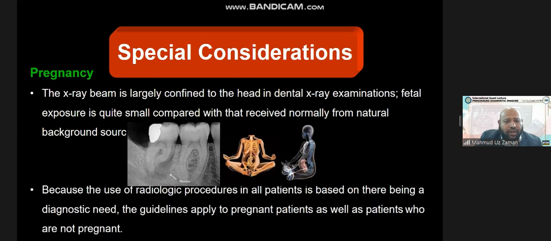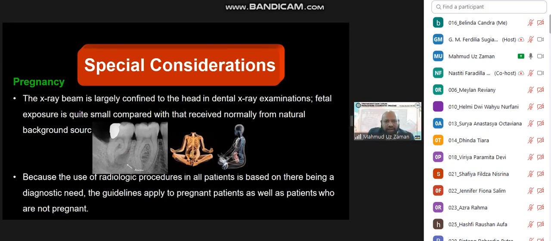Also, you need to take special precaution not only for the pregnant patient but for all patients. You'll use the radiation protection guidelines. You will use the lead apron with thyroid collar for every patient, not based on diagnostic need. For the pregnant patient as well as patients who are not pregnant, you will take the same precautions given in the radiation protection guideline.